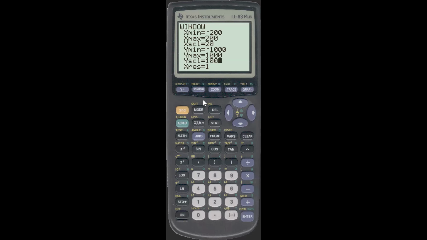Whenever you're ready, we can now graph. Yeah, I'm ready. Okay, so click on the graph. Okay, there's the parabola. And look at that. We got lucky here. We picked a good window where we can find the intersection points.